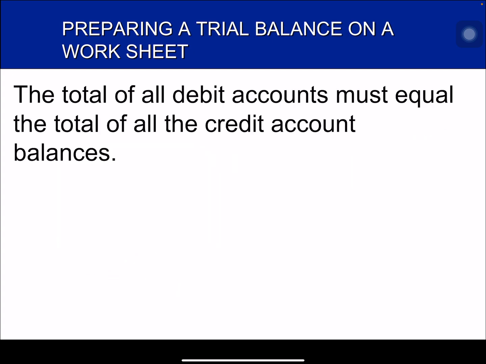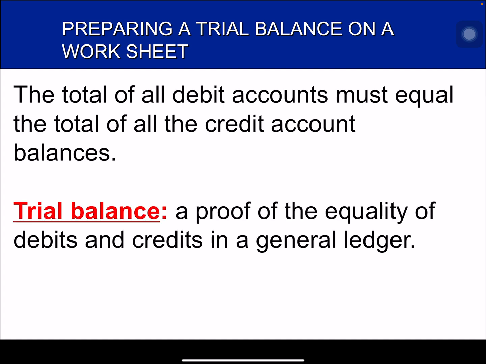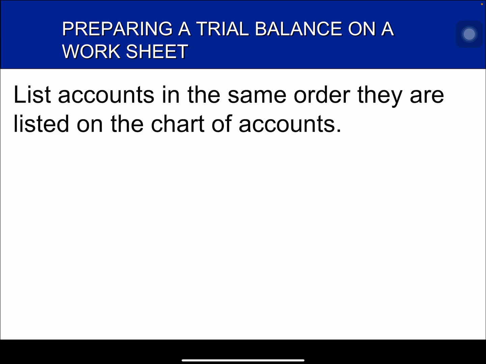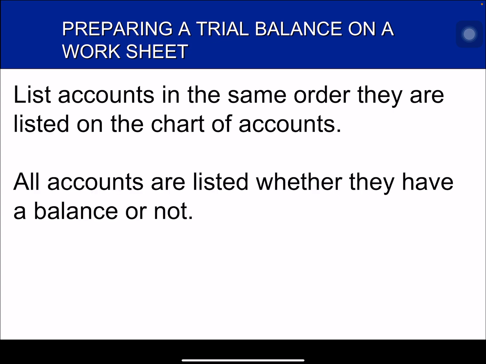The total of all debit account balances must equal the total of all credit account balances. First of all, you're going to prepare what's called a trial balance, and this is proof of the equality of debits and credits in your general ledger. Information is taken from our general ledger, and just to review, in the last couple of chapters we had a journal and we posted that information into a general ledger. List accounts in the same order they are listed on the chart of accounts.